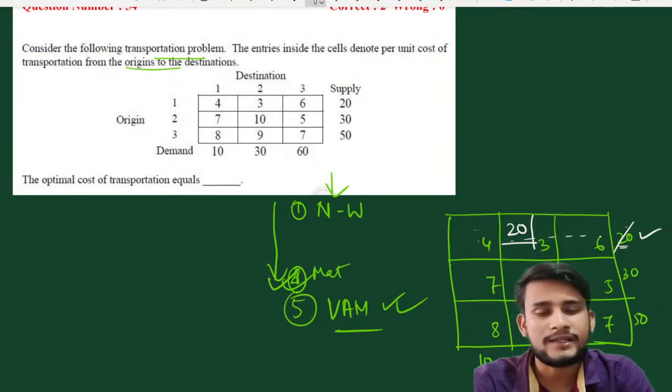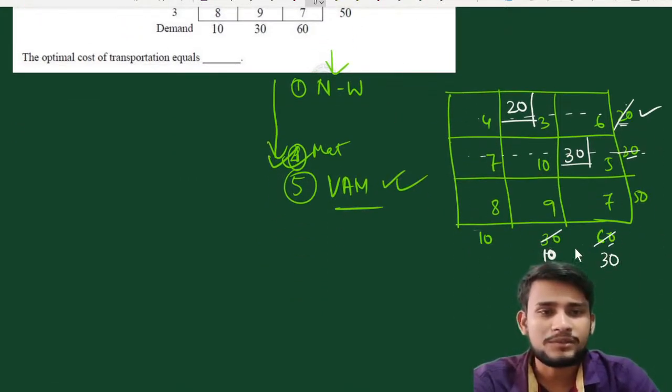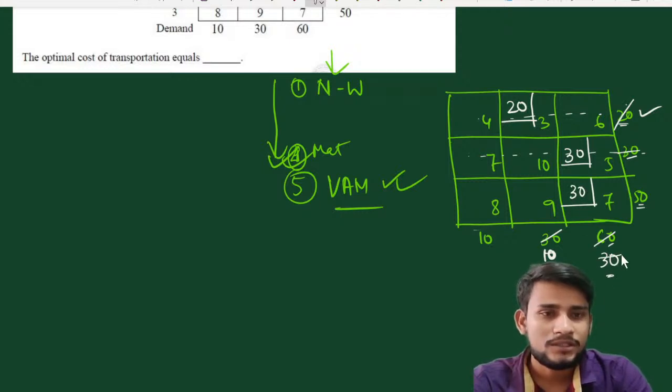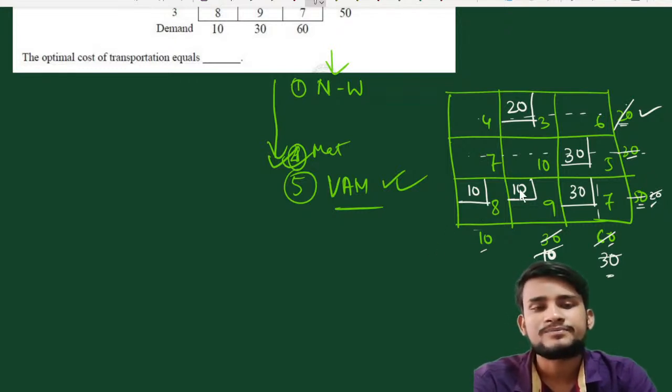Now the next minimum element from all over the matrix is this 5. Therefore we allocate here the minimum of this 30 and this 60, which is equal to 30. So this is exhausted now, and here 30 units remain. Now the next minimum element is this 7, therefore we allocate the minimum of 50 and 30. The minimum of 50 and 30 is 30, so this is exhausted and there are 20 units remaining. The next minimum element is 8, and here the minimum of 10 and 20, we allocate 10, and then we allocate here 10. Therefore we get these allocations.